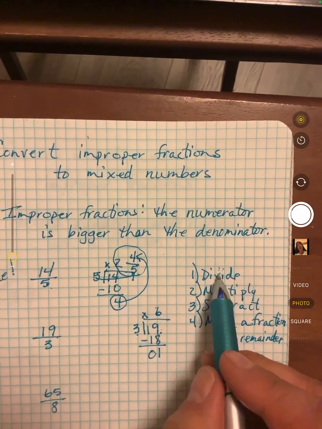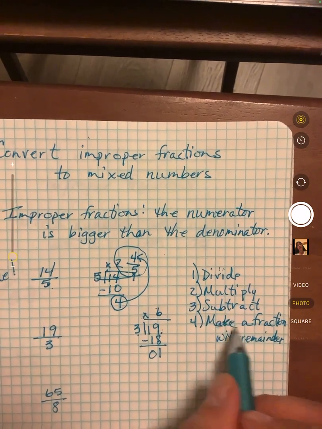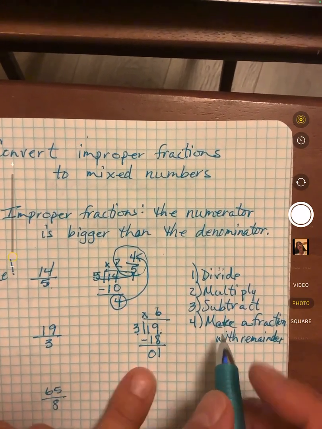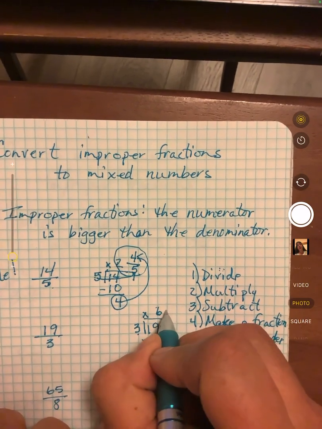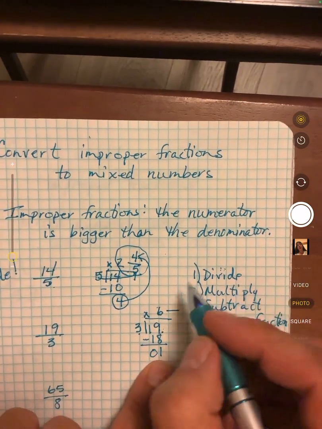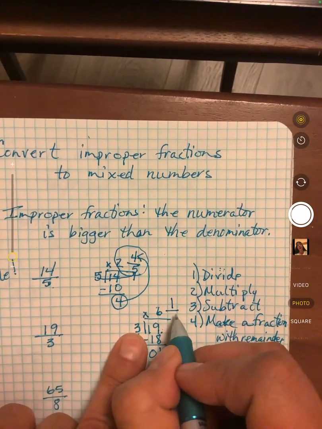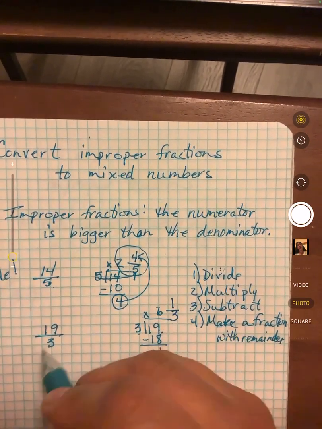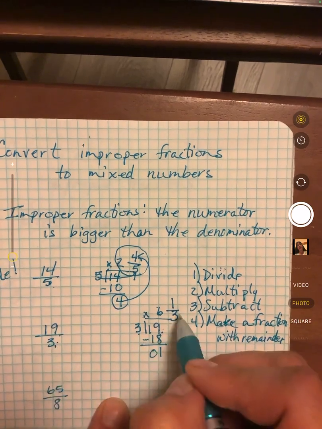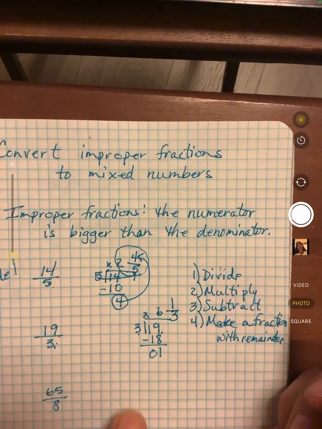Okay, so we divided, multiplied, subtracted. Now we make a fraction with the remainder. So put a fraction bar right there. The remainder goes on top, so we have 1 on top, and then we take the 3, because that's what we had over here on the bottom, and put it on the bottom.